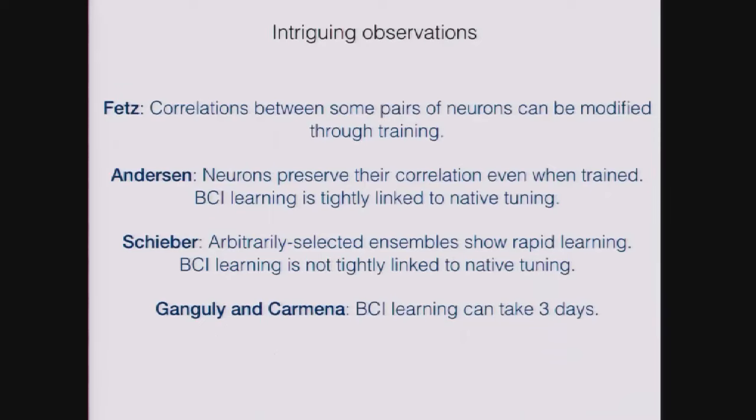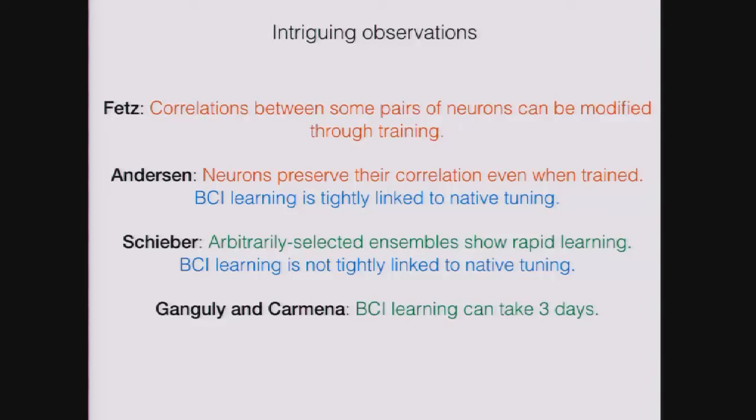But let me just summarize what I've talked about so far, and what many other wonderful papers have shown. Fett showed us that correlations between some pairs of neurons can be modulated by training. Anderson showed that neurons preserve their correlations even when the animal is doing a novel BCI task involving an anti-reach. Okay. Anderson would make the argument that BCI learning is tightly linked to the native tuning. In Mark's data, that is not the case. BCI control has very little direct relationship to the native tuning of the neurons involved.